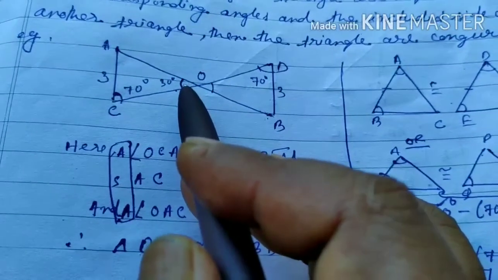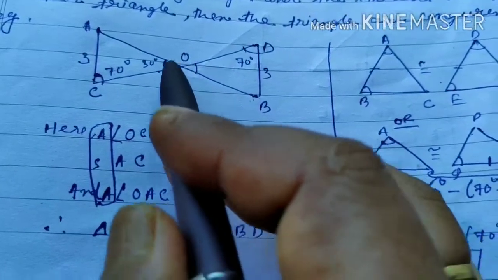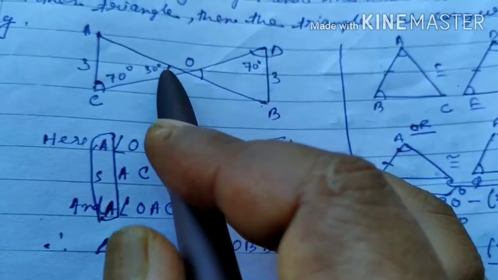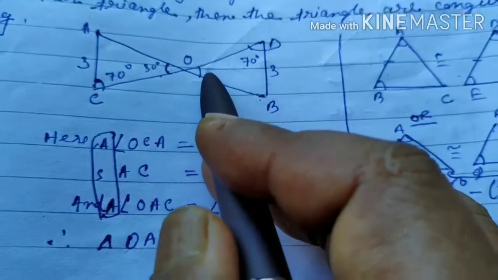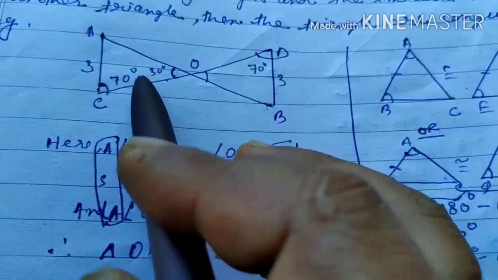Vertically opposite angles are equal. If two lines intersect, then they form vertically opposite angles. So this angle is 30 degrees, so here also 30 degrees. In the triangle, we need to find the measure of the unknown angle.